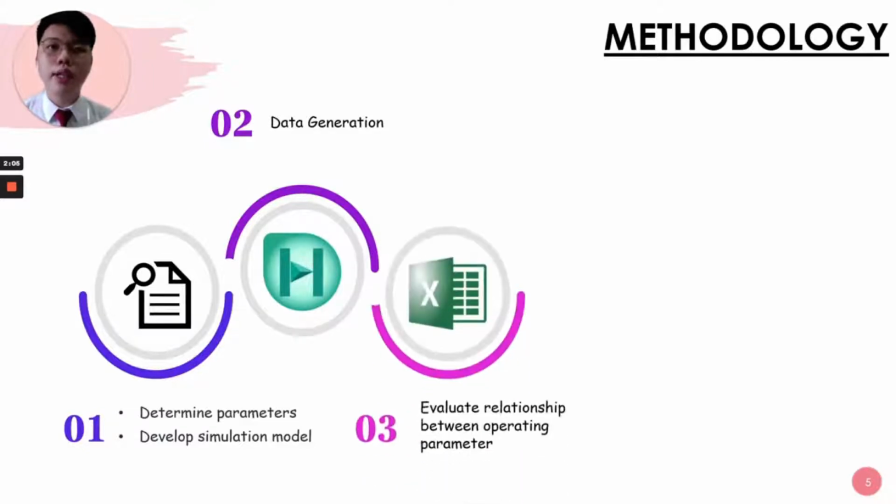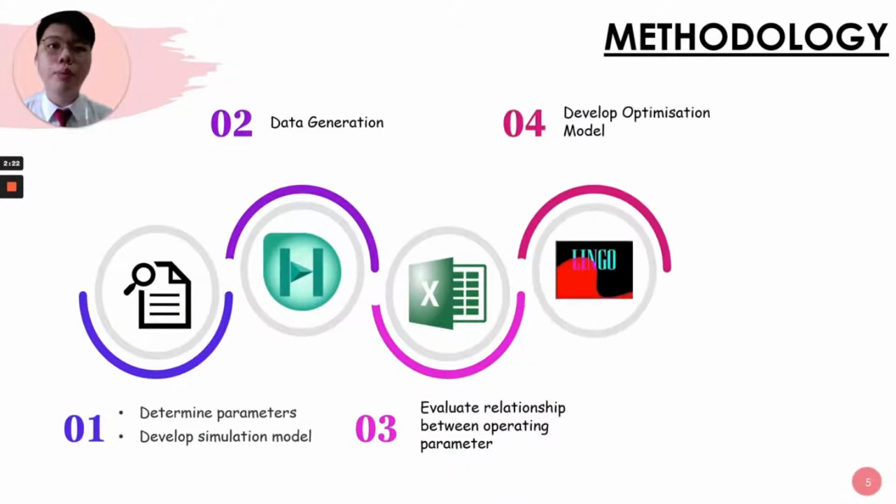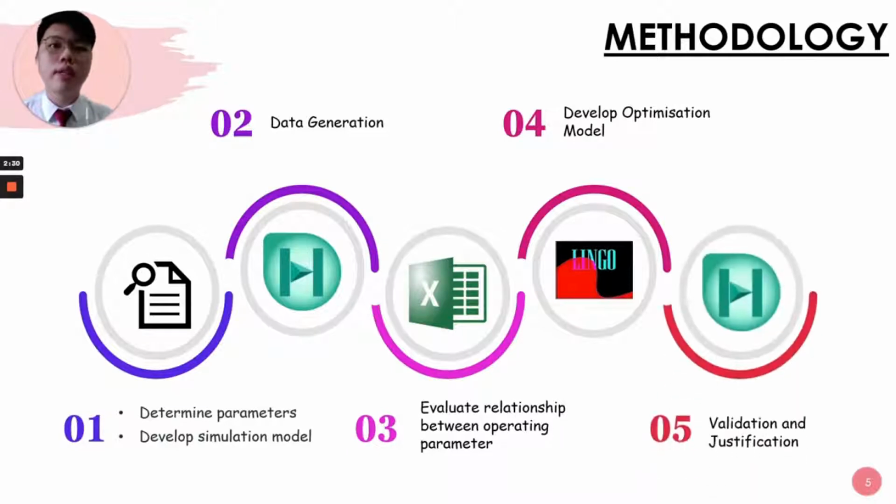In step 3, the relationship of each operating parameter with carbon dioxide content in sweet gas was evaluated through the built-in regression method in Excel. Next, from the obtained equations, they were utilized to develop surrogate models to predict carbon dioxide content in sweet gas and energy consumption of the acid gas removal system. These surrogate models were then used in Lingo for optimization to accomplish an explicit objective, which is maximizing profit, in this case, while fulfilling all constraints. Lastly, the result from the surrogate model was validated in the simulation model and justified to ensure the solution was robust.